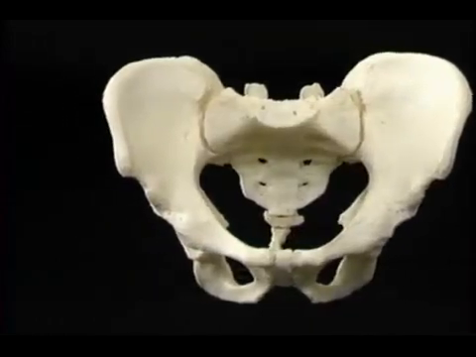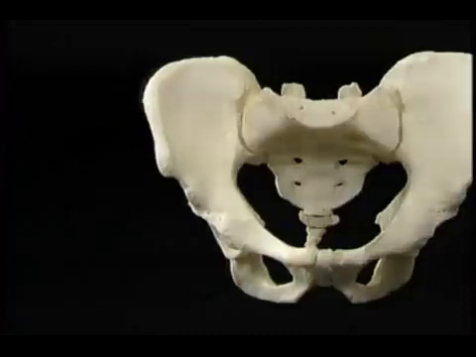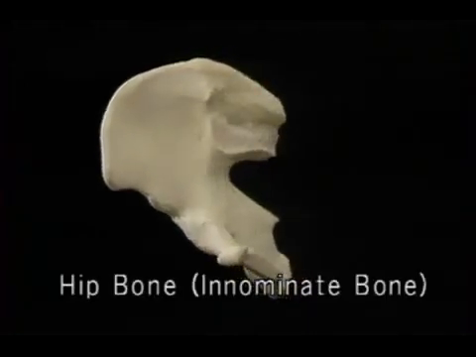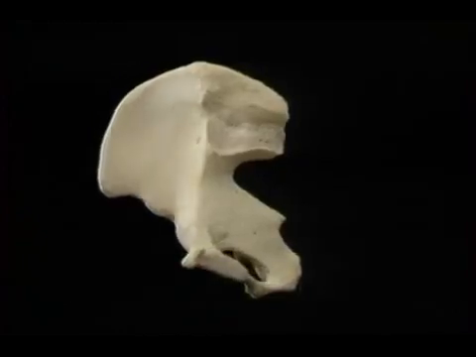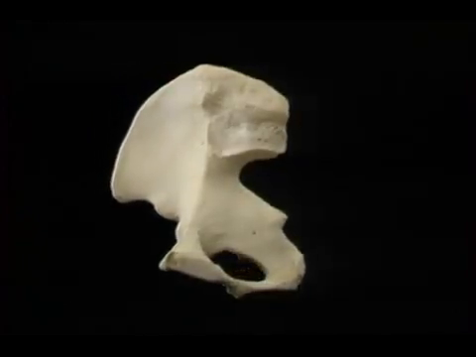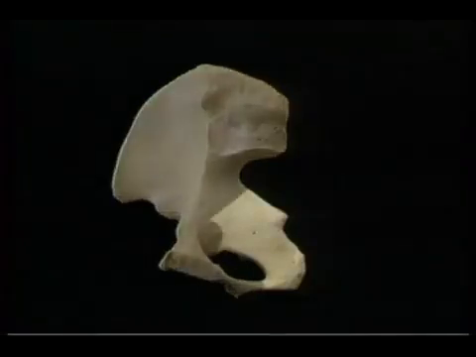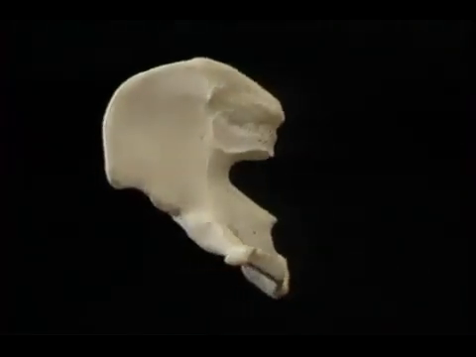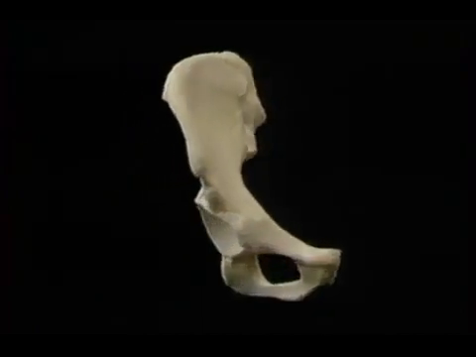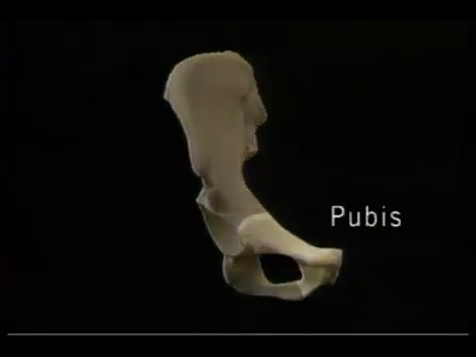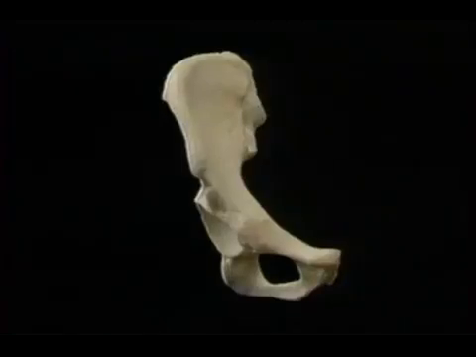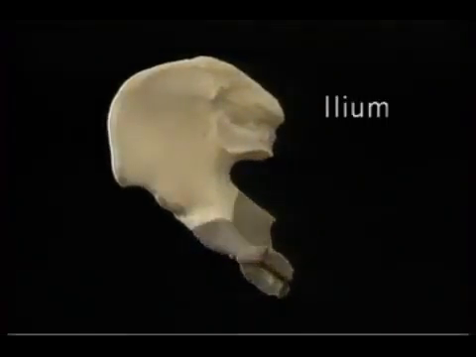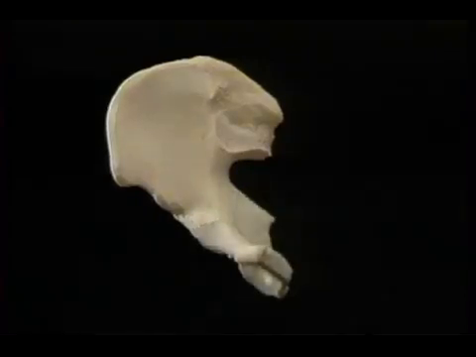Now we need to take a look at some important features of the hip bone. The hip bone is also known as the innominate bone. It develops by the fusion of three originally separate bones, the massive ischium below and behind, the more lightly constructed pubis below and in front, and the broad ilium above. We'll look at the ilium first.